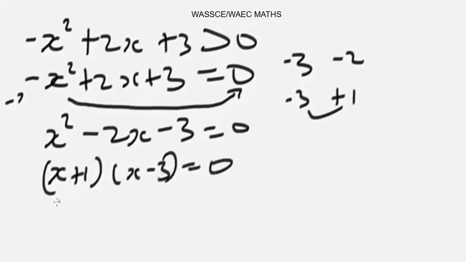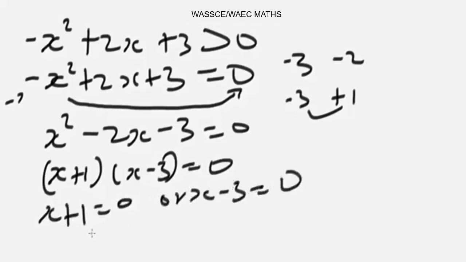So x is going to have two values. We're going to have x plus 1 equals 0, or x minus 3 equals 0. Therefore, when we make x the subject of the formula, x will be negative 1, or x will be 3. So x equals negative 1 or x equals 3.